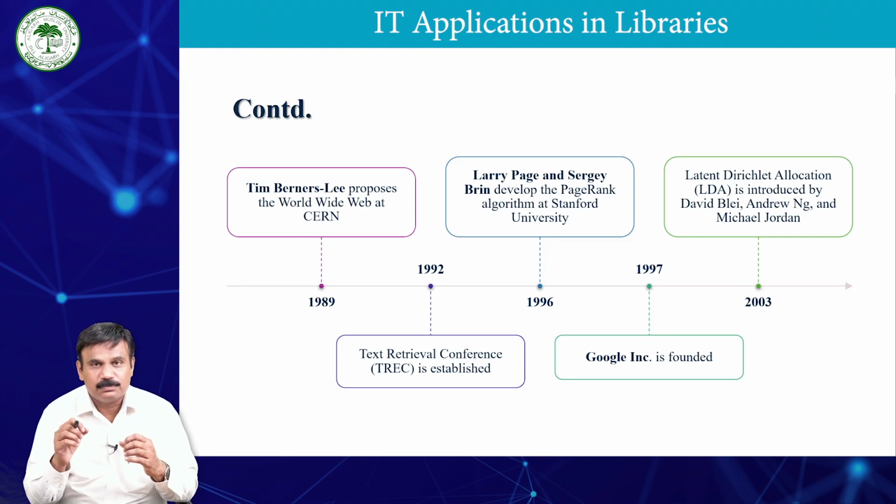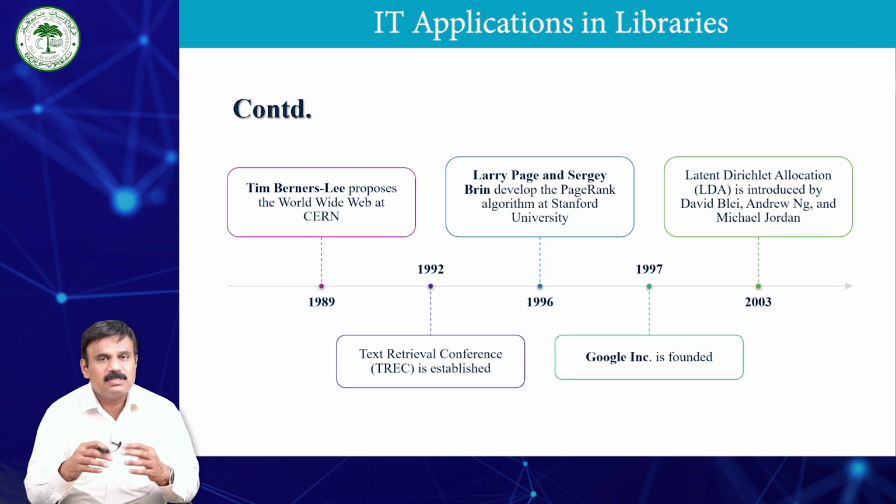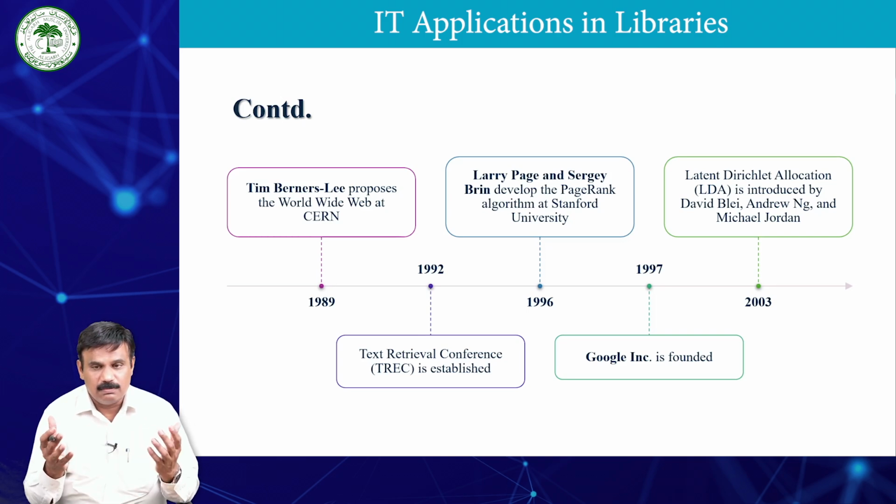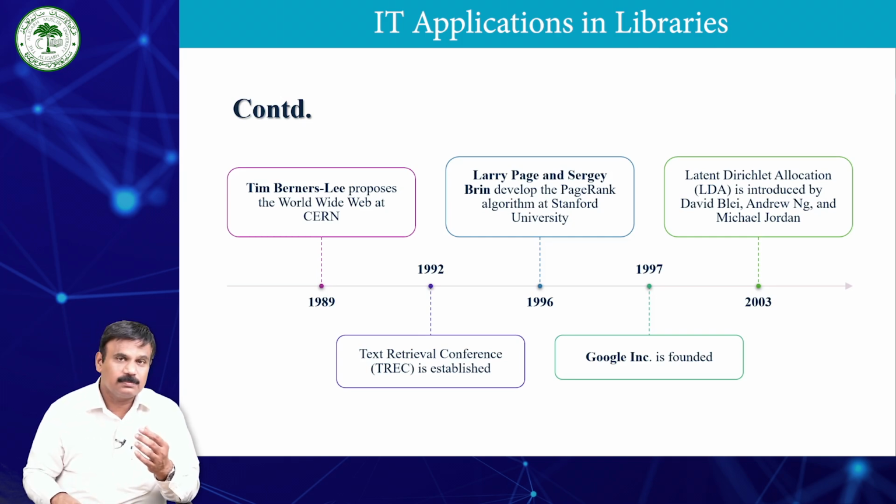And in 2003, you may find another major development in the form of latent Dirichlet allocation, LDA, introduced by David Blei, Andrew Ng, and Michael Jordan. Okay, so that is some historical background. Now, apart from search engines and meta search engines, artificial intelligence and machine learning have made a lot of advancements in the field of information retrieval.